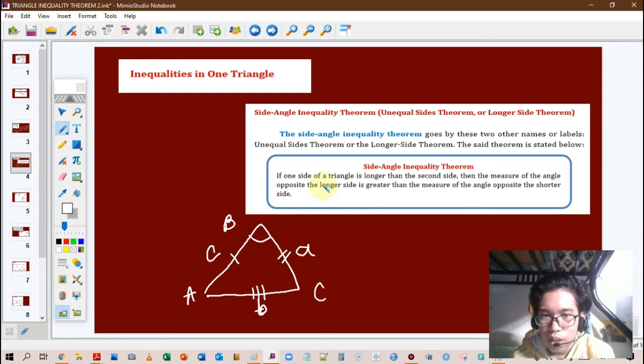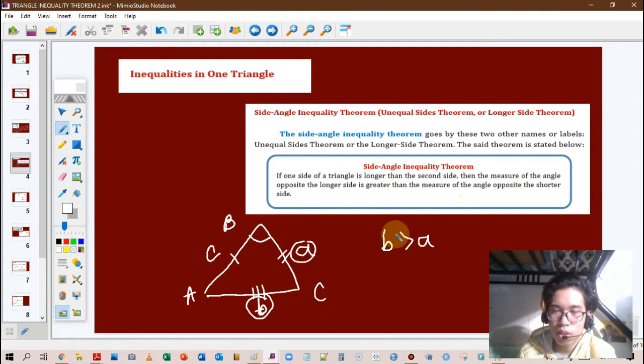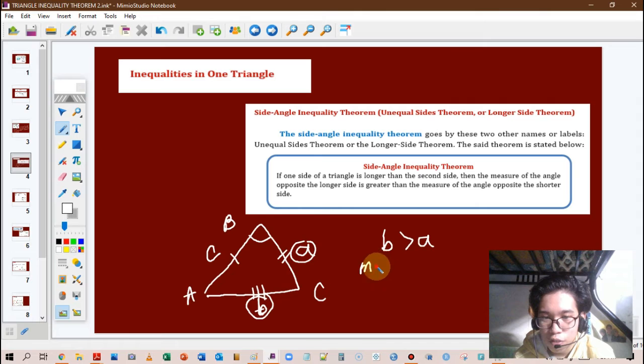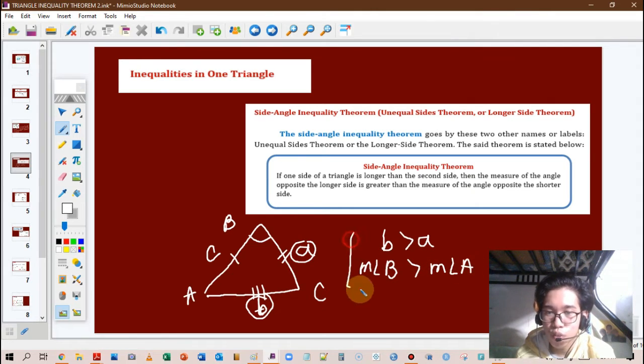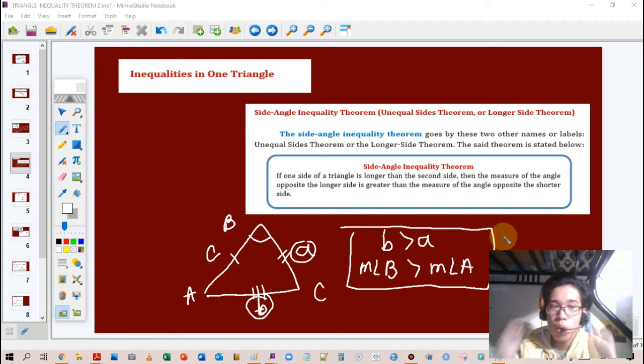If one side of a triangle is longer than the second side, let's say, for example, that B is greater than A, then according to this theorem, the measure of the angle opposite the longer side is going to be greater than the measurement of the angle opposite the shorter side. Therefore, the measurement of angle B should be greater than the measurement of angle A for triangle ABC, using the side-angle inequality theorem.